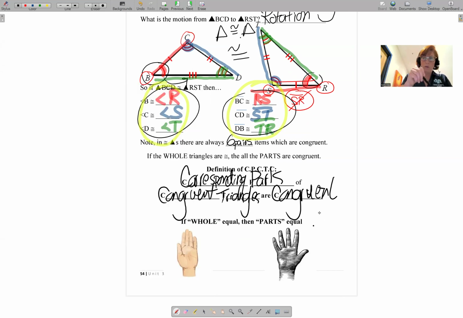Corresponding parts of congruent triangles are congruent. Corresponding parts are the parts that are in the corresponding position. So for example, angle B is the corresponding part to angle R. Side BC is the corresponding part to RS. So if I tell you the triangles are congruent, then corresponding parts are congruent.